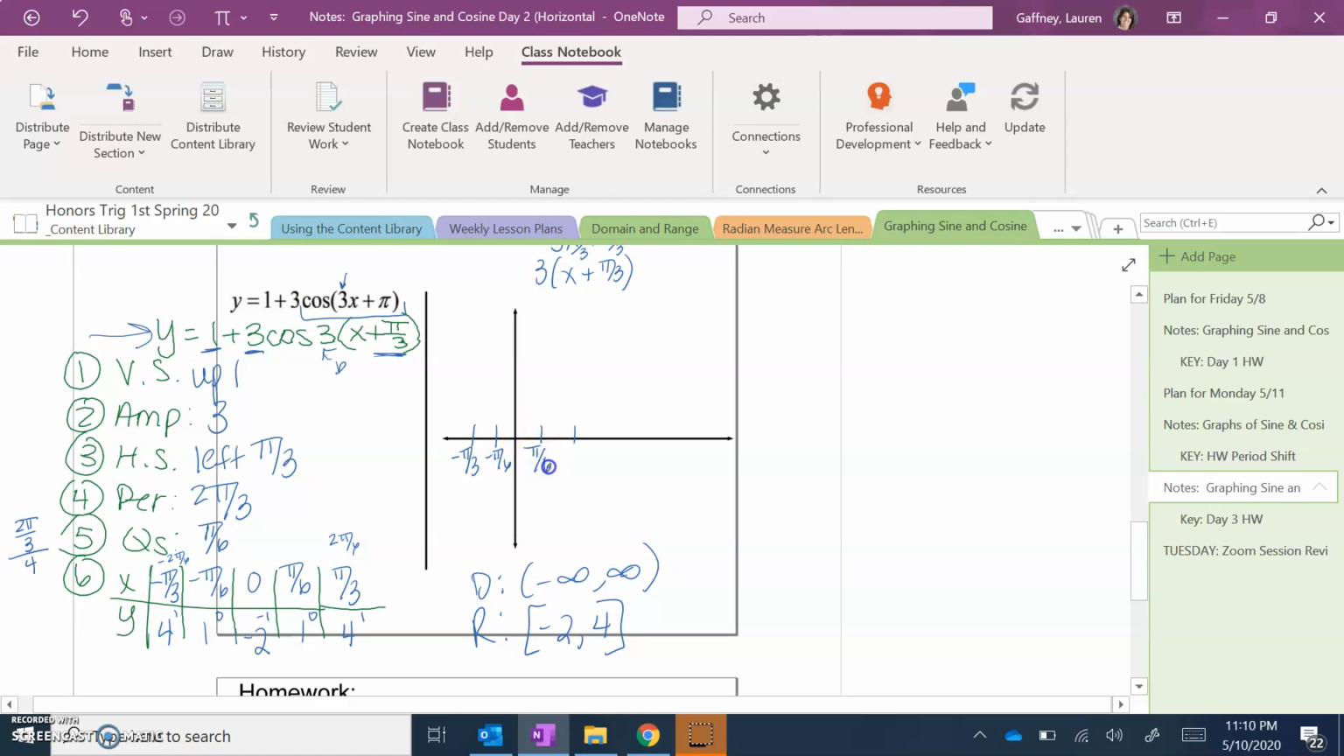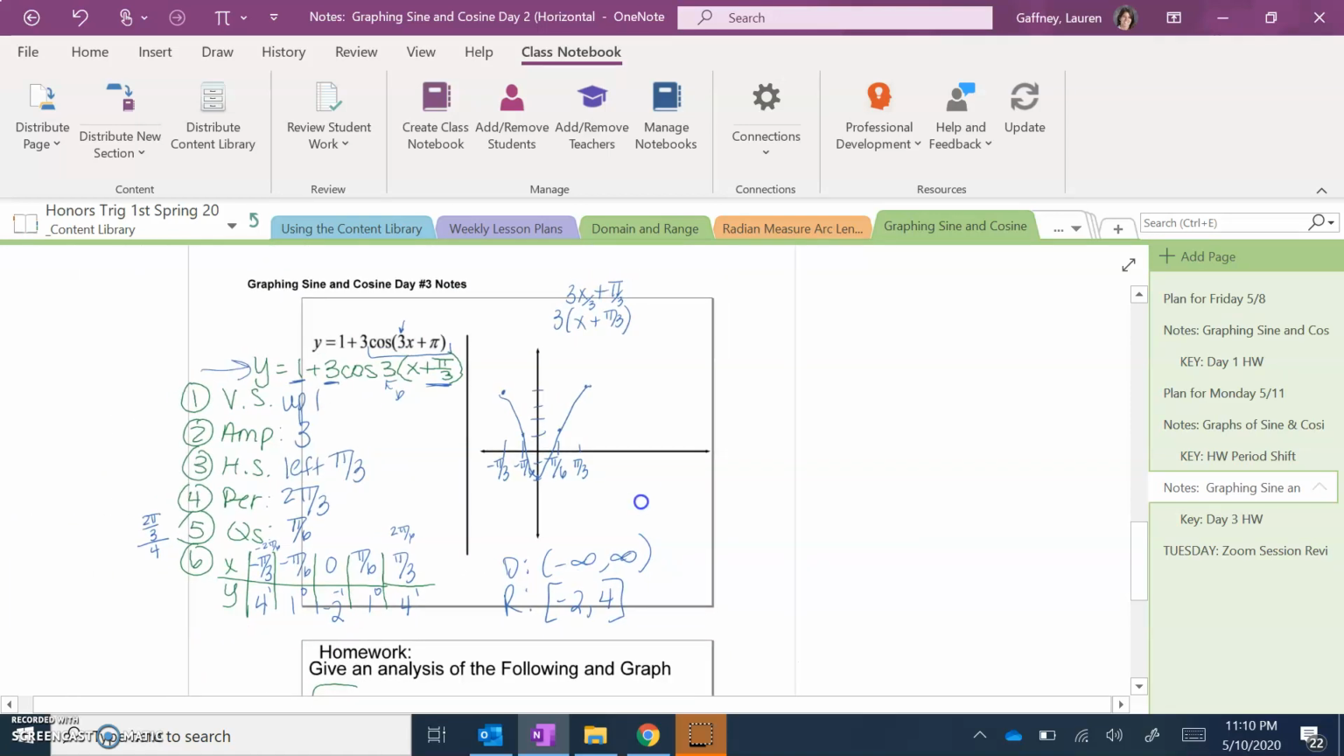Sorry, I didn't mean to space that out so much. Okay, so at negative pi over 3, I'm at 4. Then at 1, -2, 1, and 4. Connect that like a cosine graph, and it looks like so.